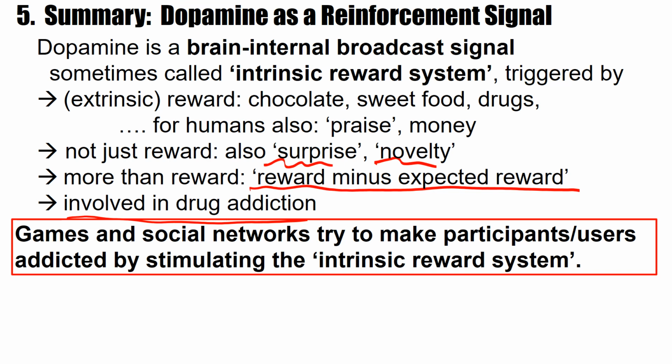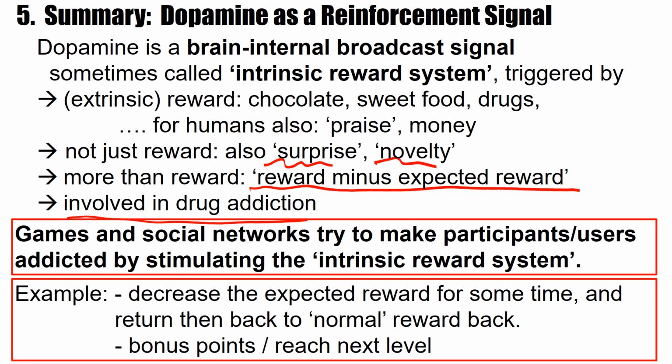Now, games and social networks try to make users addicted by stimulating the intrinsic reward systems, by appropriate setup of the games or of the social network. And if you know that dopamine is reward minus expected reward, you can decrease the expected reward for some time and then return to the normal reward. And this will again give a new dopamine signal, a new pleasurable signal, and people will try to continue.